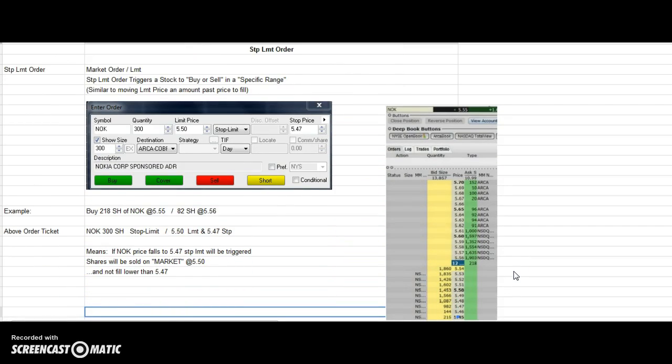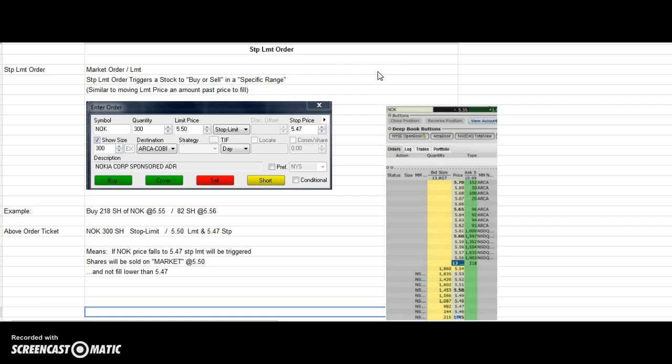Once in a position, a way to limit risk is to put in a stop limit order that the program will do for you, as opposed to you sitting there watching and doing it manually. So a stop limit order is a market order with a limit. What happens is a stop limit order is entered, and it will trigger a stock to buy or sell in a specific range.